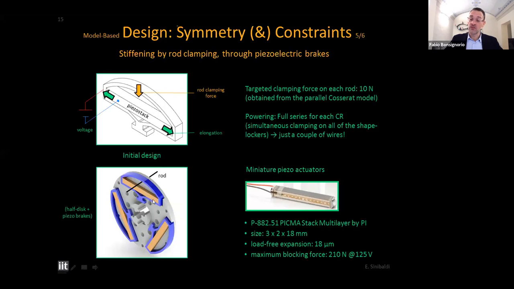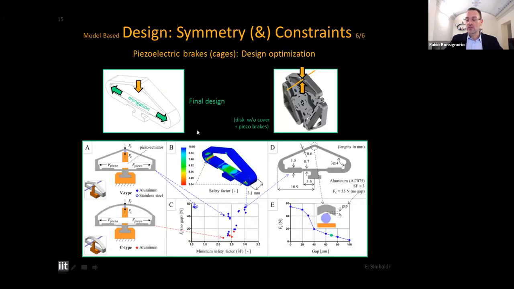This is piezoelectric material. Whenever this elongates, they form this kind of cage, which increases the friction on the passing through rods. It's not trivial to design this because this elongates a few microns and I need more than 15 newtons in this direction using the model. So this is quite complex, and this is the solution after many design and shape optimization iterations.